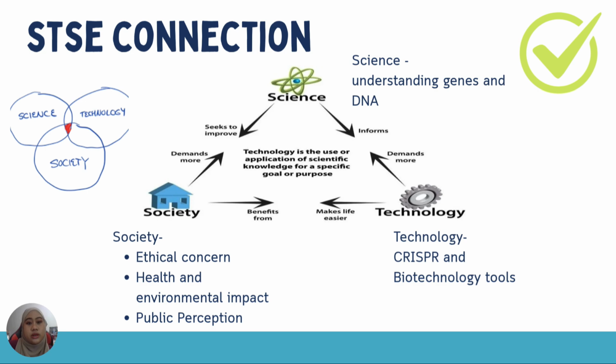So what are the connections between science, technology, and society in gene editing? Looking back, in science we have to understand genes and DNA itself, the concept and how it happens. Then the technology is there to treat some diseases and to increase the production yield of crops. So there is CRISPR technology and biotechnology tools used. What happens to society itself? It raises ethical concerns, health and environmental impact, and public perceptions. These three are always related to each other.